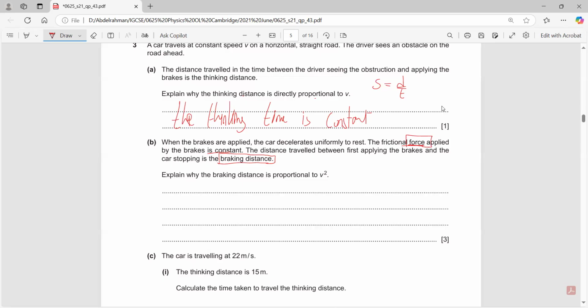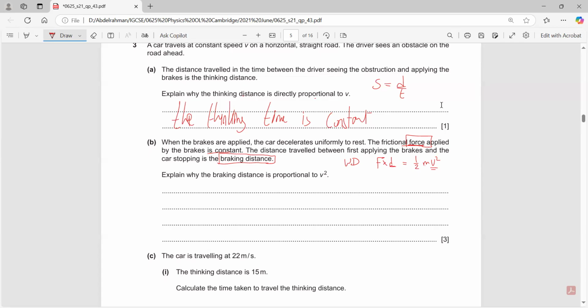Force and distance. Doesn't this ring a bell? Yes, it does ring a bell, which is called the work done. So we might say that the work done to stop the car would be equal to the initial amount of kinetic energy in the car. Let me write it down. Work done, which is the force times distance moved, braking distance, would be equal to half mv squared. The mass is constant, definitely. So that's why the braking distance would be proportional to the velocity squared.